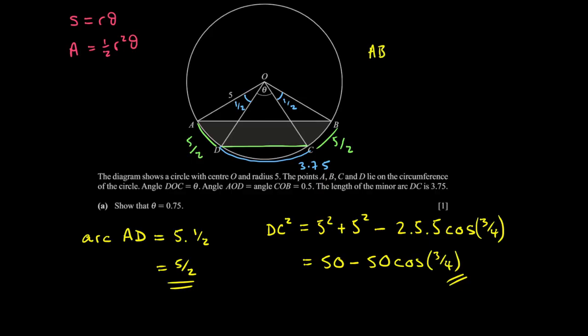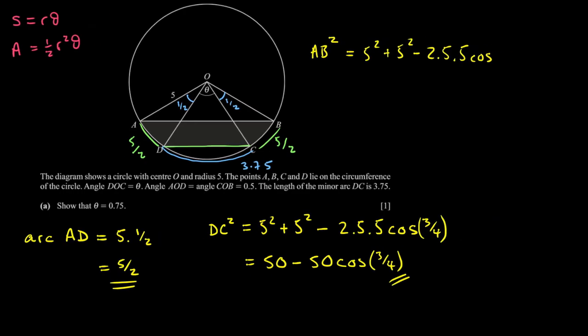So AB squared, right? This length squared will be equal to that length squared plus that length squared minus 2 lots of that length times that length, the cosine of this whole angle. So let's write that out. AB squared is equal to 5 squared plus 5 squared minus 2 lots of 5 times by 5, the cosine of theta plus 1. So you've got 3 quarters plus 1, which is 7 quarters. Okay, and again, if I was to do that, that would be 50 minus 50 cosine 7 upon 4.